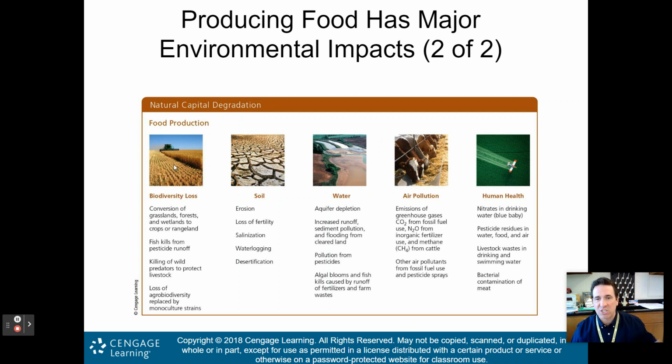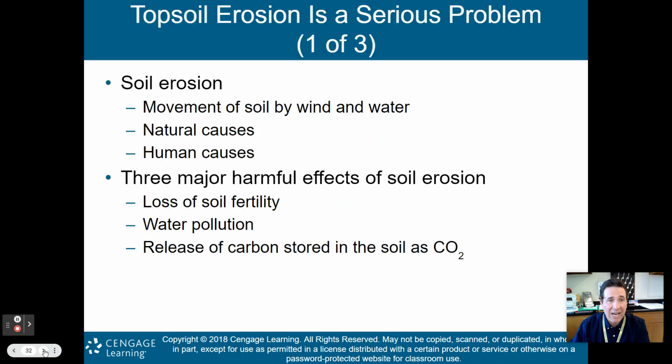Air pollution, again, emissions of greenhouse gases from the fertilizer, the methane from cattle, and from the big industrialized motorized tractors and the farm equipment, obviously other air pollutants from fossil fuel and pesticide sprays. Human health, nitrates in drinking water, which could lead to something called blue baby syndrome. Pesticide residue in water, food, and air, livestock waste in our drinking and swimming waters, and bacterial contamination of meat. So again, here's all your natural capital degradation from this industrialized food production.